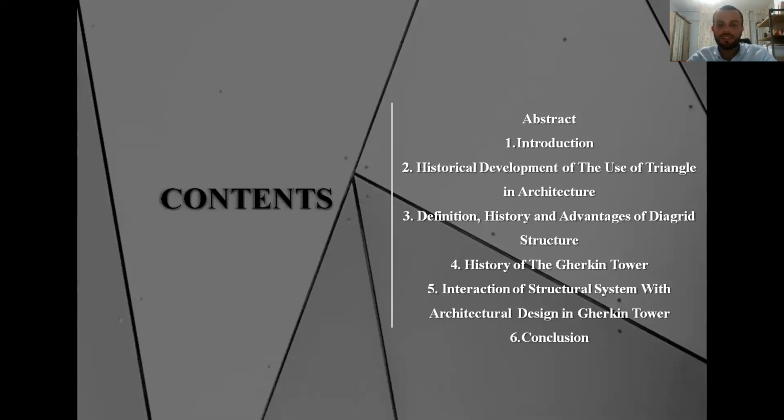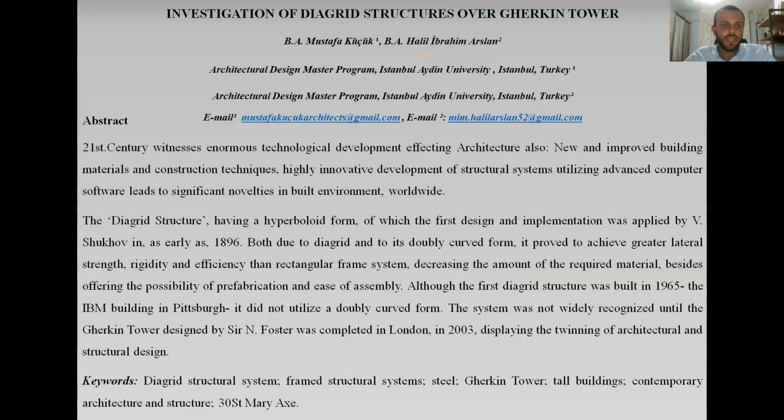The presentation has these titles: Abstract, Introduction, Historical development of the use of triangle in architecture, Definition, history and advantages of the Diagrid structure, History of the Gherkin Tower, Interaction of structural system with architectural design in Gherkin Tower, and Conclusion. Abstract. The 21st century witnesses enormous technological developments affecting architecture, and improved building materials and construction techniques.